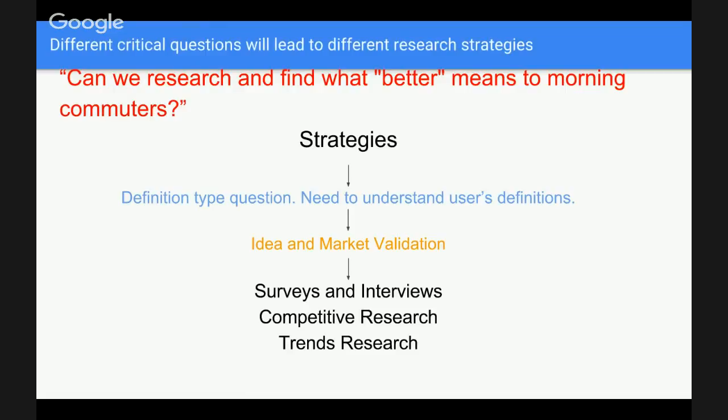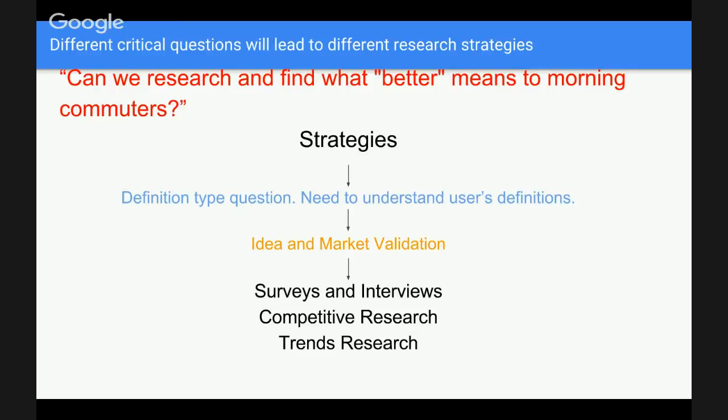Let's take an example. Let's go back to that same example that we talked about, trying to figure out how to improve commute time for morning commuters on the train system. So the first critical question that we have is, okay, can we research and find what better means to morning commuters?